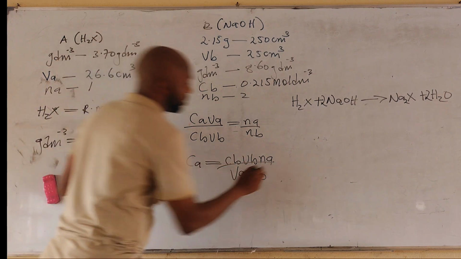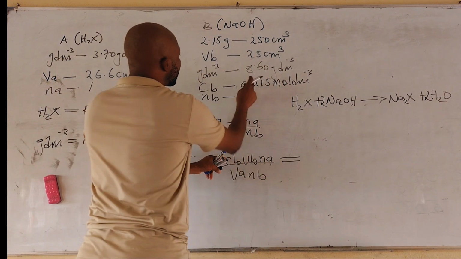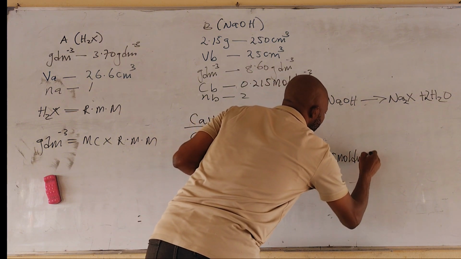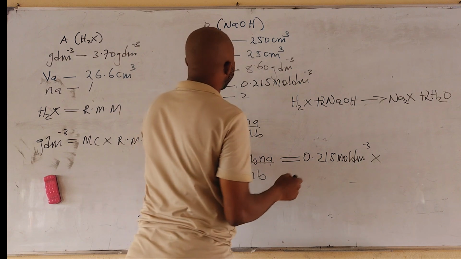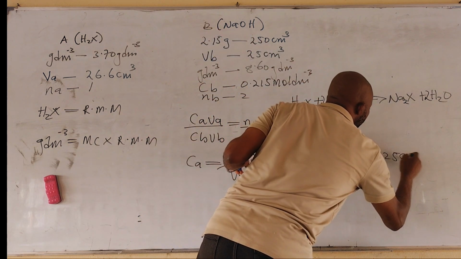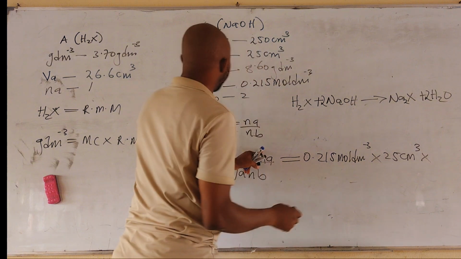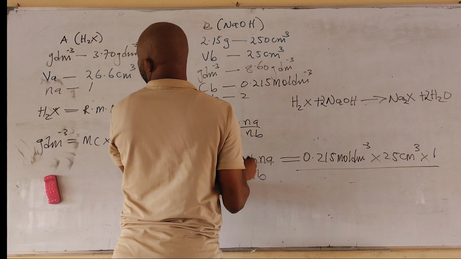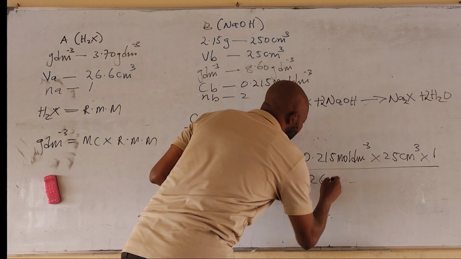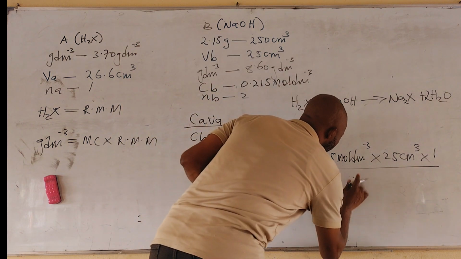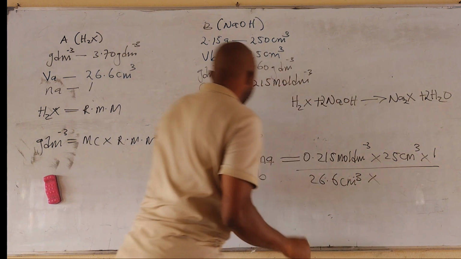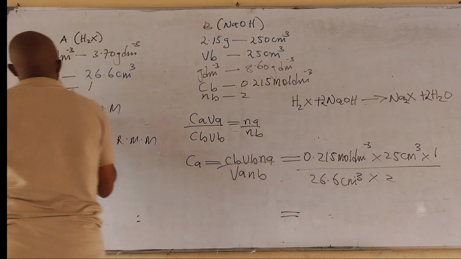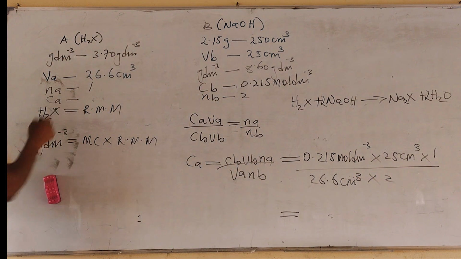So the formula now, I can proceed. And I have concentration of the base, which is 0.215 mole per dm³, times volume of the base, which is 25 cm³, times number of moles of acid, which is 1, over volume of the acid, which is 26.6 cm³, times number of moles of the base, which is 2. So from here, the concentration of acid, CA, will become this.